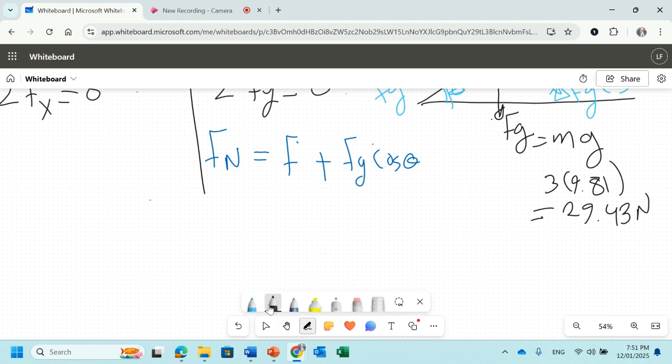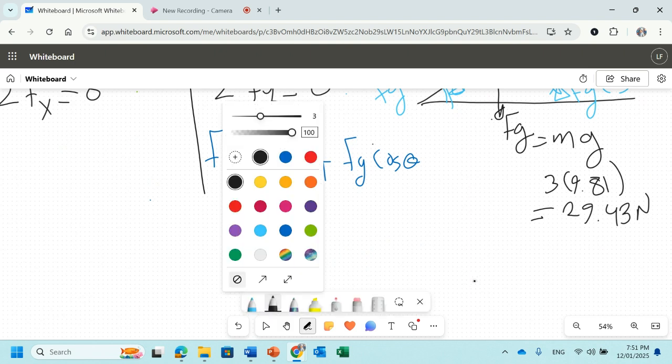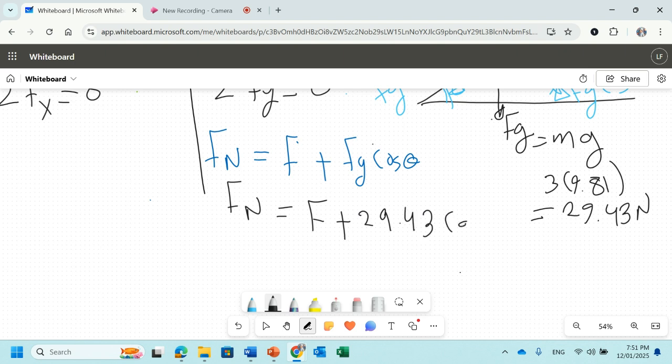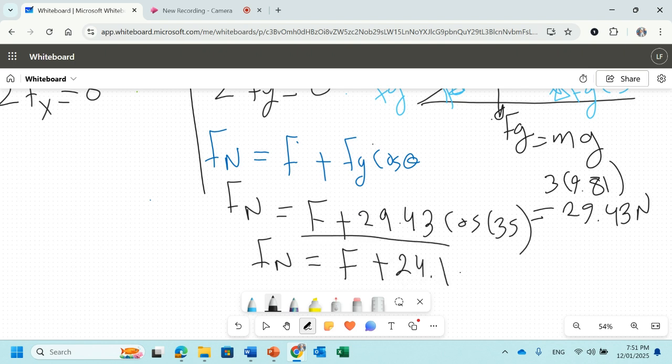Okay, so let's plug my values in. I have Fn equals F plus 29.43 cosine 35. So Fn will equal applied force plus 24.1. I'm going to keep this equation, I will call it equation 1.